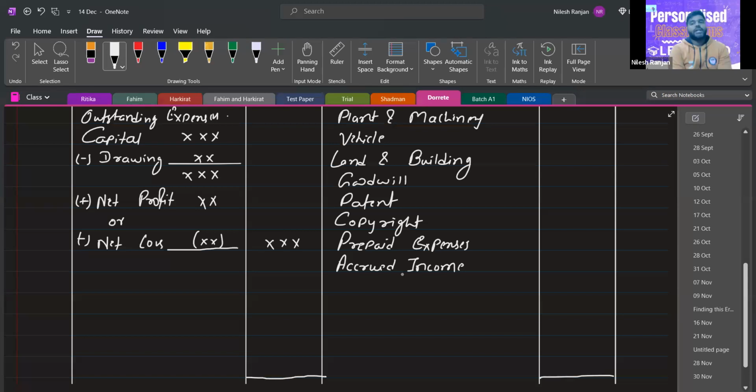Copyright means books, like specific books which are created by an author. They have written the book over a long period of time, with effort, and they have printed it in some printing press. So now they have the right to resale or reprint the book. No one can reprint and sell it in the market. If they are doing so, they will be punished, or they have to pay money to the author. So this is copyright. Prepaid expenses means you have already paid the amount, but the expense is not incurred yet.